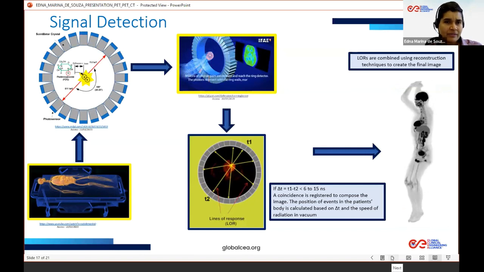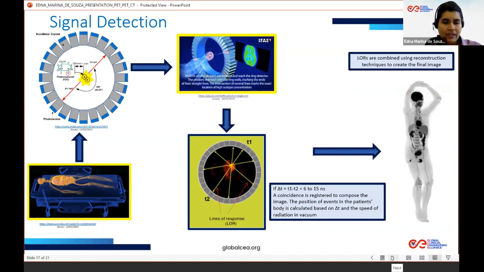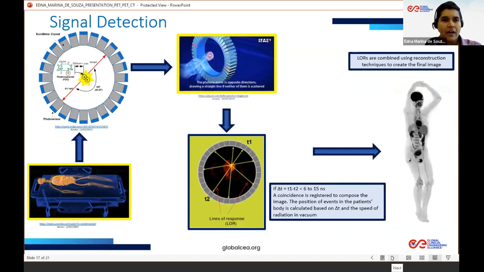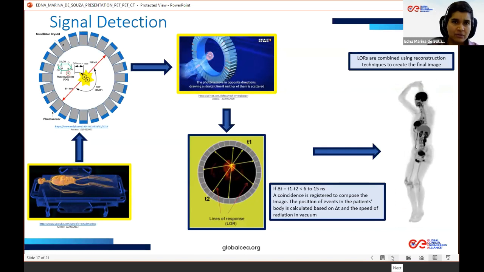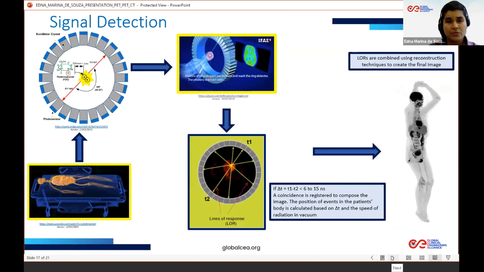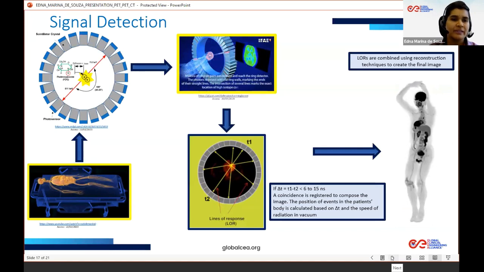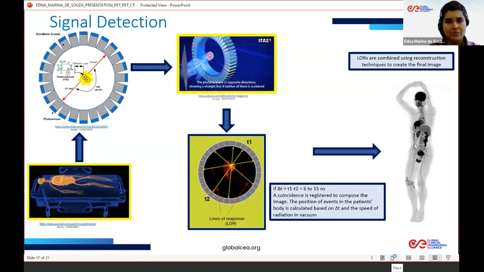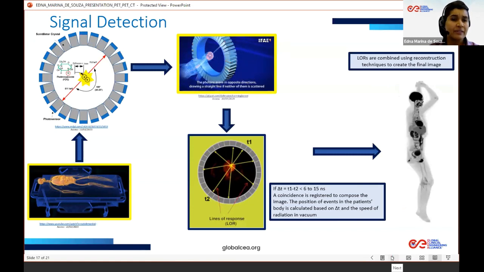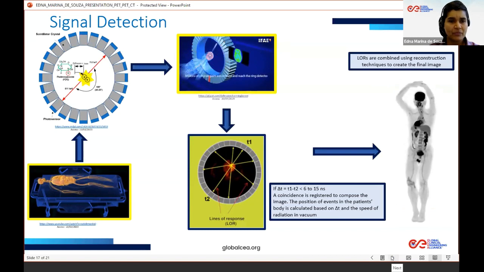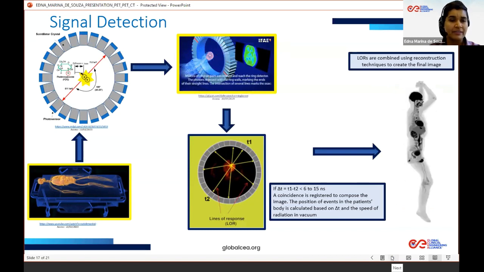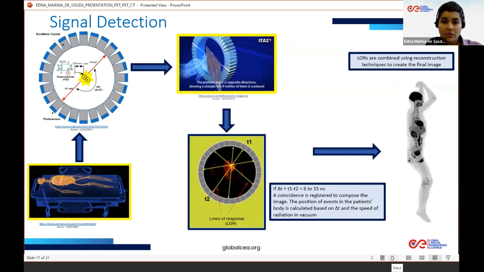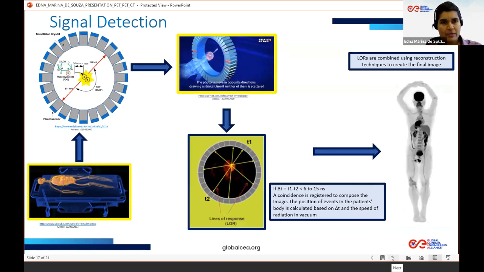So what about the signal detection? Let me give you some aspects of it. When the annihilation process occurs and 2 gamma rays are released, a line of response is defined, as we can see in the first and in the last figure on the slide. Only the gamma rays detected in coincidence will be included in the image.